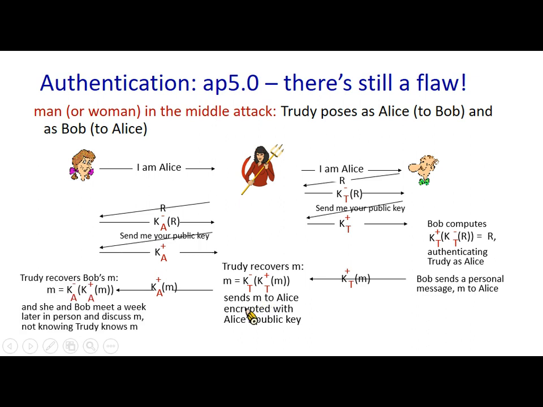Right? We send the Alice public key of the message. Then Trudy recovers the message M. Alice and Bob meet a week later in person and discuss M, not knowing Trudy knows M. So there is still some problem. So where are the mistakes made here?